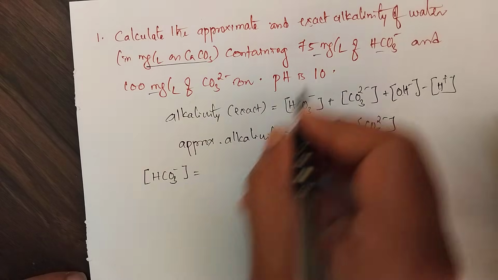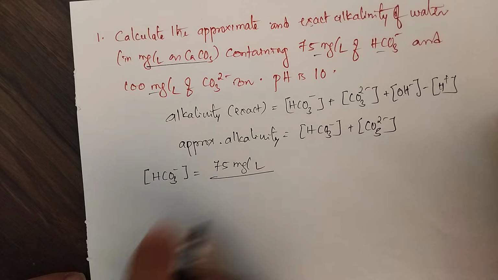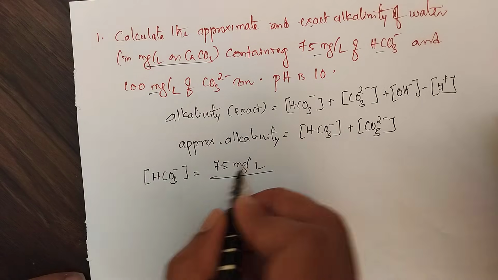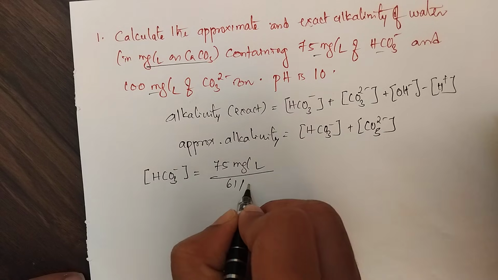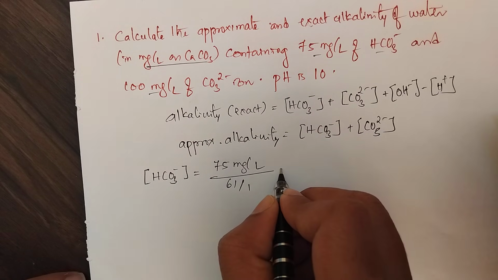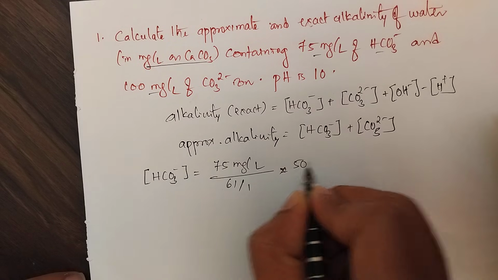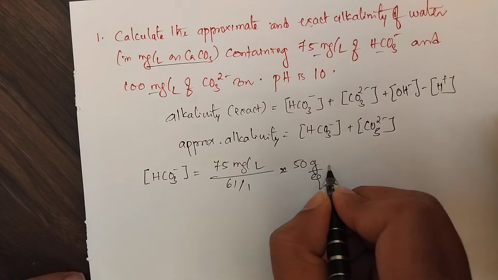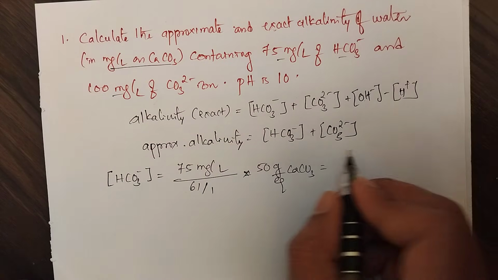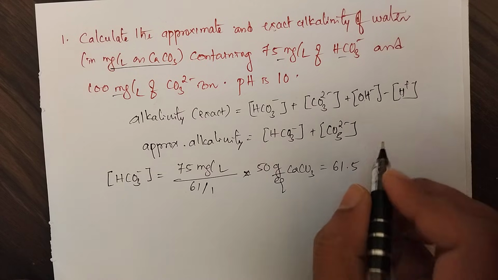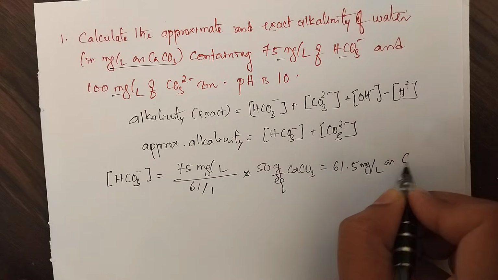HCO3 minus ion concentration is 75 milligram per liter divided by its equivalent weight. Its equivalent weight is, HCO3 is 61 is the molecular weight, divided by valency is 1. So this is the equivalent concentrations. Then multiply it with 50 gram per equivalent of CaCO3. So we get 61.5 milligram per liter as CaCO3.